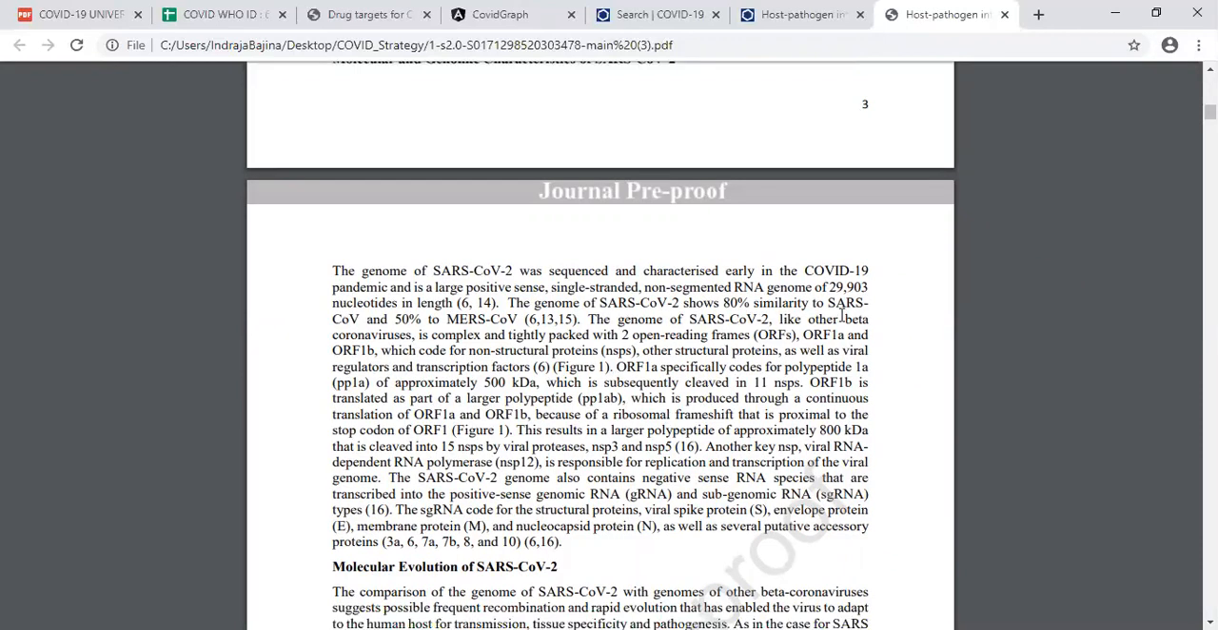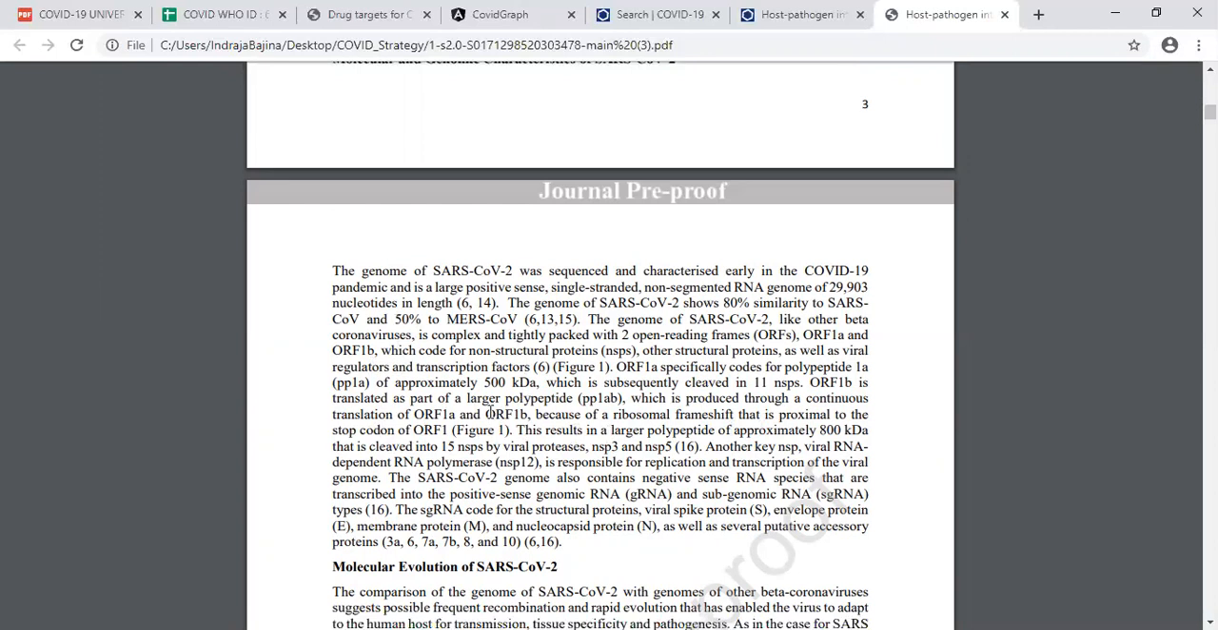the genome of SARS-CoV-2, like other beta coronaviruses, is complex and tightly packed with 2 open reading frames, ORF1a and ORF1b, which code for non-structural proteins, other structural proteins, as well as viral regulators and transcription factors. And this specifically codes for polypeptide 1a of approximately 500 kDa, which is subsequently cleaved into this. And then they talk about a ribosomal frame shift, which is proximal to the stop codon of ORF1. So this is where the actual biological stuff comes in.